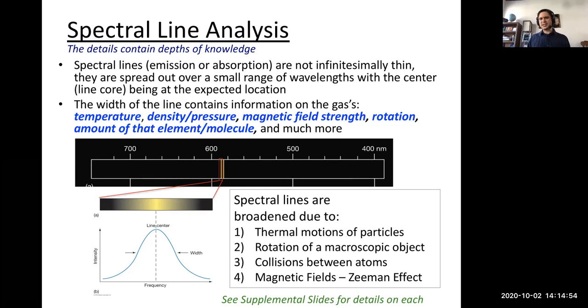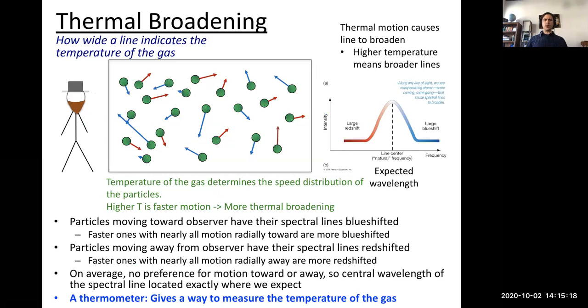And then maybe the easiest to understand will be if we're looking at an object that's rotating. Looking at it as a whole, some of it will be rotating away, some of it will be rotating towards us. That means a little bit's going to be redshifted, a little bit's going to be blueshifted. That's going to broaden the line, so we can tell the rotation of a macroscopic object, something like the sun or a star, and how fast it's rotating. Okay, so let's jump into all of these one by one. I don't expect you to remember the details. I expect you to remember the takeaways that we can determine some property of whatever it is we're looking at, say, the temperature of a gas.